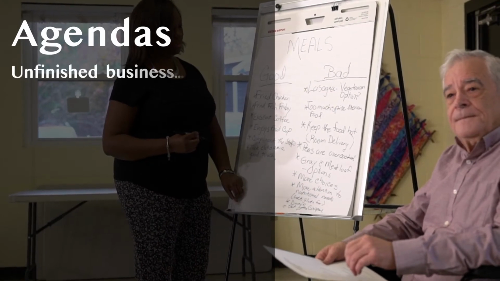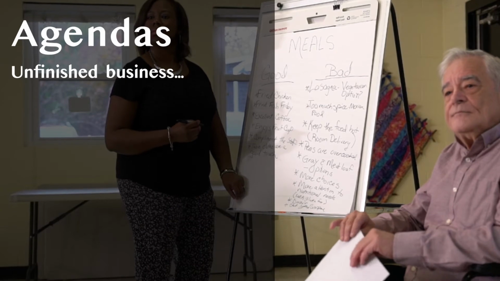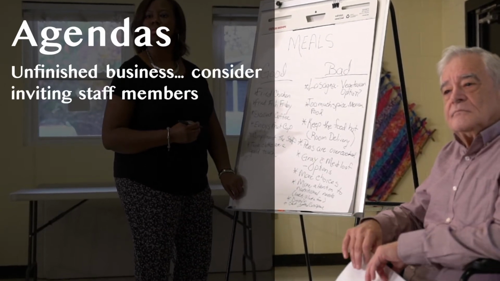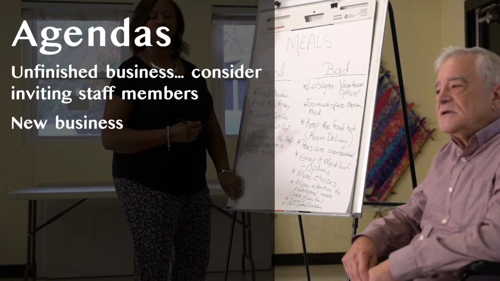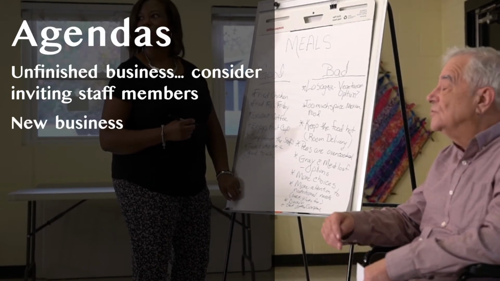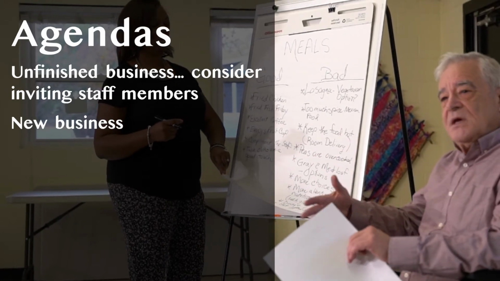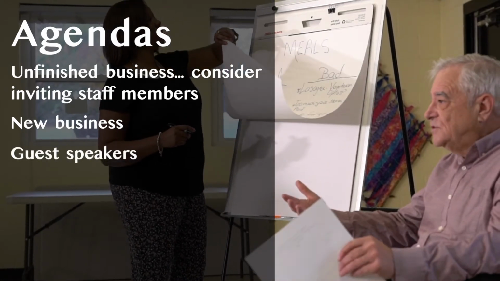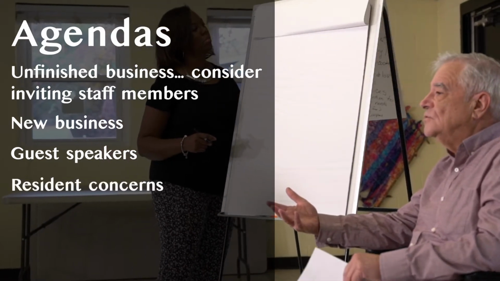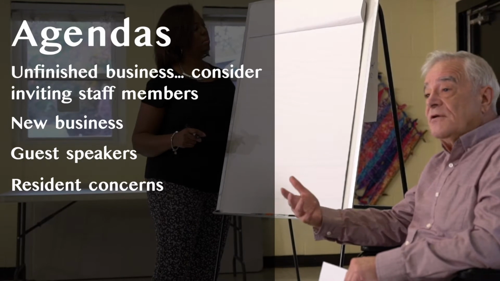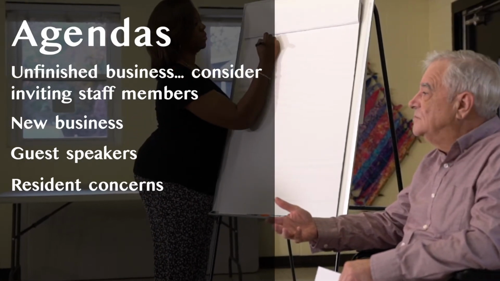Then unfinished business, following up on unresolved issues from previous meetings. Here, it may be helpful to invite a staff member to listen and offer thoughts. That's followed by new business, new ideas, new concerns, new ways to improve quality of life for residents. Any guest speakers might be heard from next. And then there should be time for resident concerns, which the council may refer to a grievance committee, social services staff, the ombudsman, or another resource qualified to help.